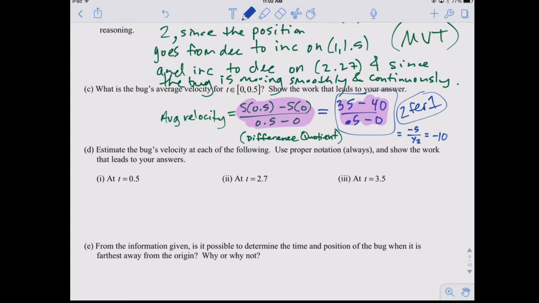Estimate the bug's velocity at each of the following. Use proper notation always, that goes without saying, and show the work that leads to your answer. Now, let me get you set up while I retrieve another tip for the stylus here. I'm trying to approximate the velocity at a single moment in time. That means I'm trying to find the, not average rate of change, but the what? Instantaneous. I'm trying to find the derivative value.